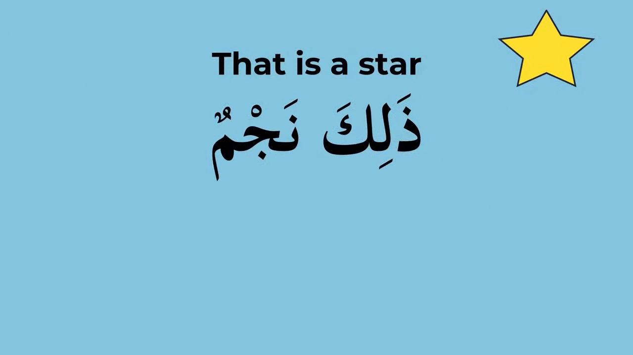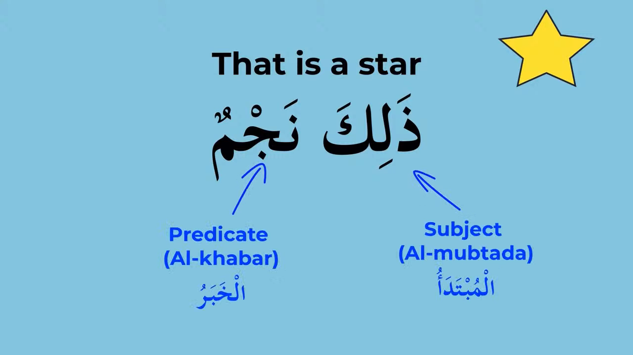Thalika najmun. Where is mubtada? Thalika is the mubtada, and najmun is khabar. Remember, mubtada is marfu. So Thalika is marfu. What is Thalika? A pronoun. Are you with me? Thalika is a pronoun, and all pronouns are definite. Are you with me? All pronouns are definite.